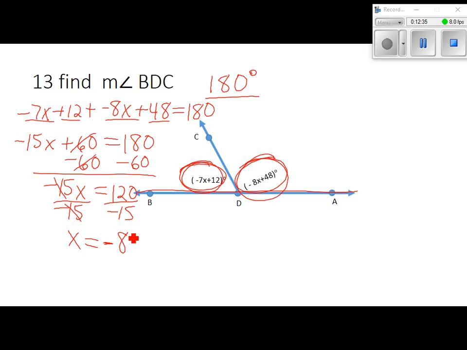They didn't ask us to find x. They asked us to find the measure of angle BDC, which is right here. So you're going to take negative 7, and in place of x right there, you're going to put in negative 8, plus 12. And you do that math, and that's going to give you your answer.